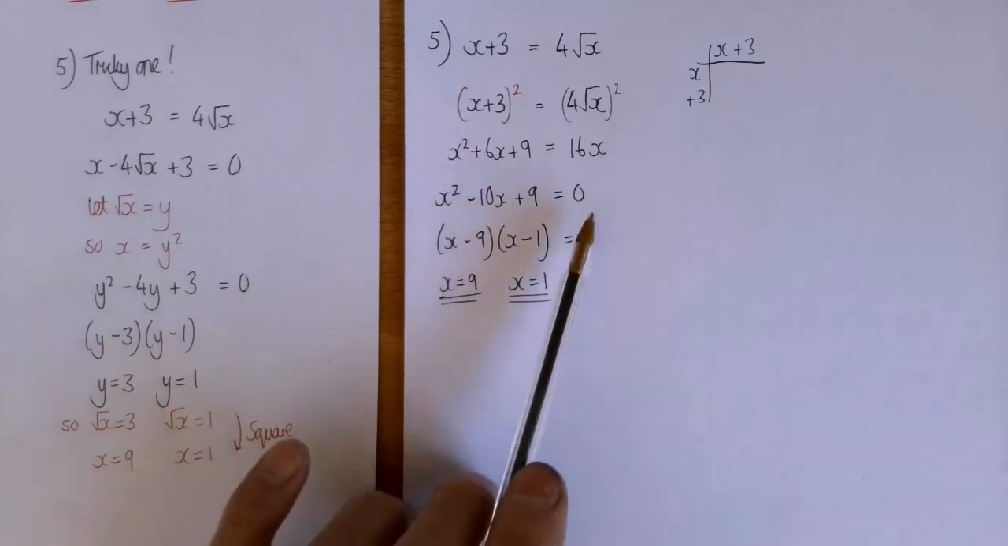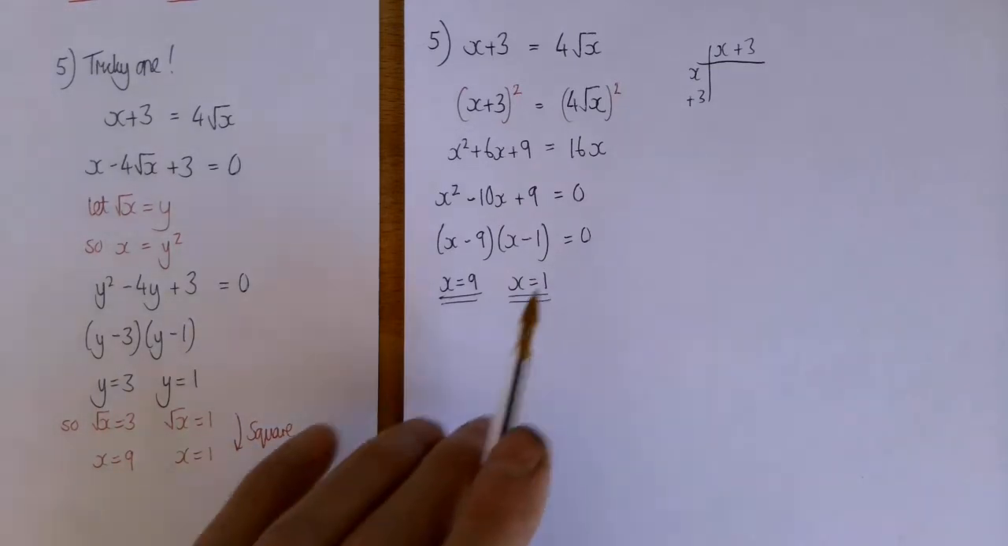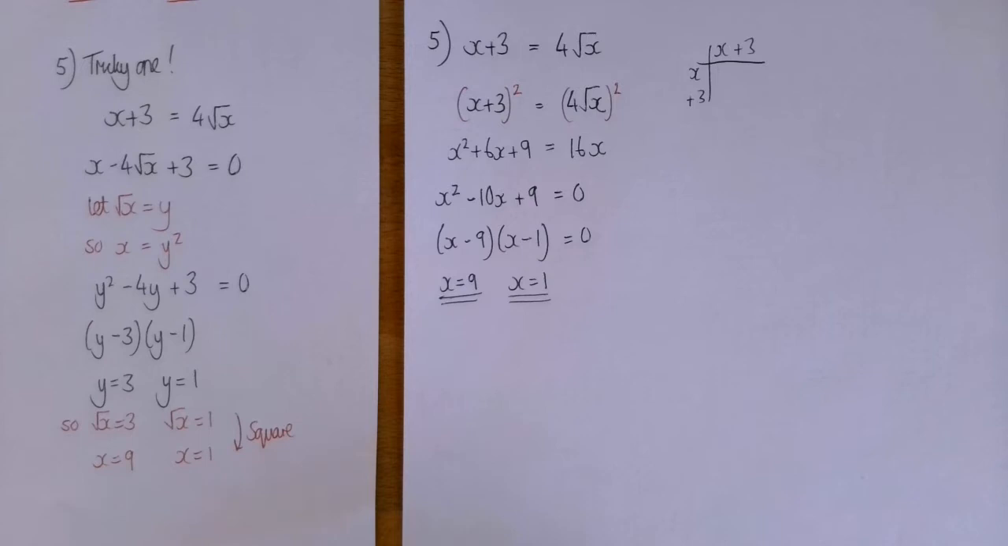You can then take away 16x, and there was no substitution involved in that method, so I didn't have to work out my y values and then change them to x values. So you could definitely argue that that way was quicker and simpler, so well done. But the fact that there were two methods that gave you perfectly valid answers, that's why I heart sums.